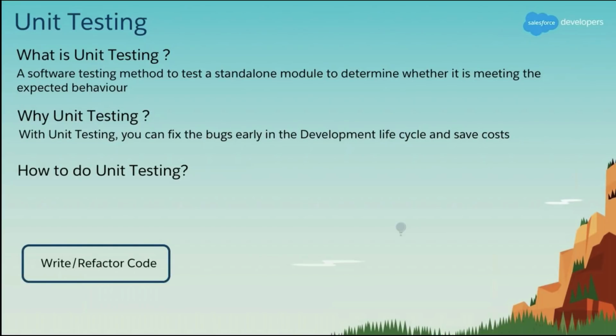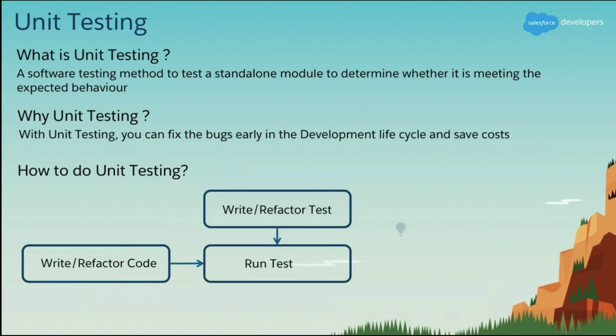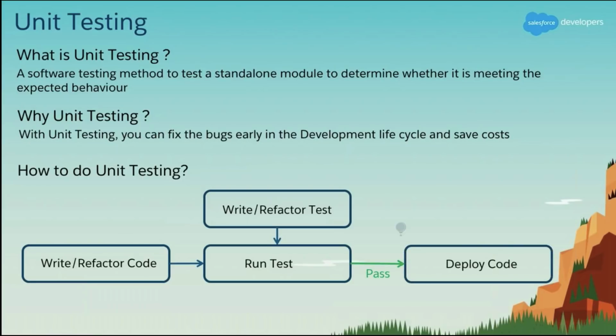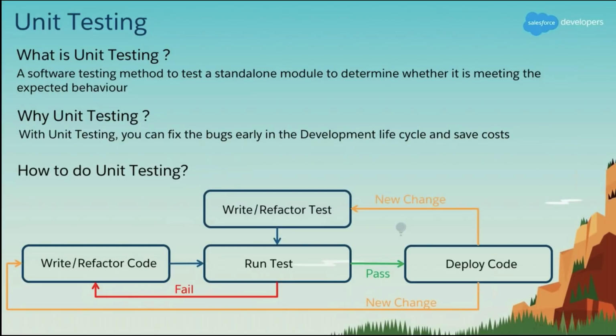In the Lightning Web Components context, you can write the code, write the test, then run the test. When you run the test, your test can pass, in which case you can deploy the code, or it can fail, in which case you refactor the code, run the test again and deploy the code. But again, when we deploy the code, if you get a new change requirement, you need to write a test for that, and you also need to write the code.